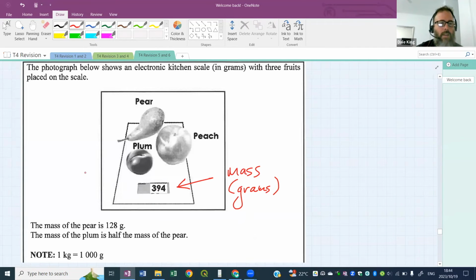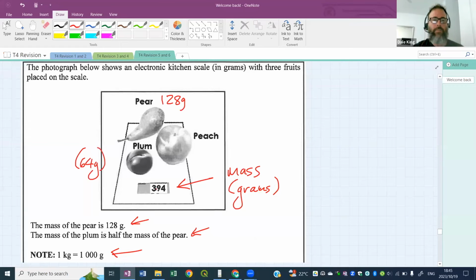Then they say at the bottom here, important information, do not ignore this. Over here, they say the mass of the pear is 128. I'm going to write it up here just so we can see it. And the mass of the plum is half the mass of the pear. Now, you could go and work it out now, but just remember that. So the mass of the plum is half the mass of the pear. And note here at the bottom, 1 kilogram is 1,000 grams. I'm sure you guys knew that, but there it is anyway. A metric conversion. Yeah, Keon, it's 64. Let's put that in brackets here.